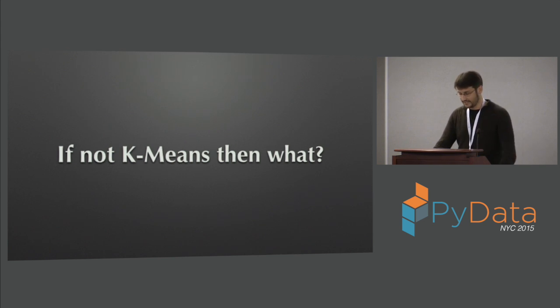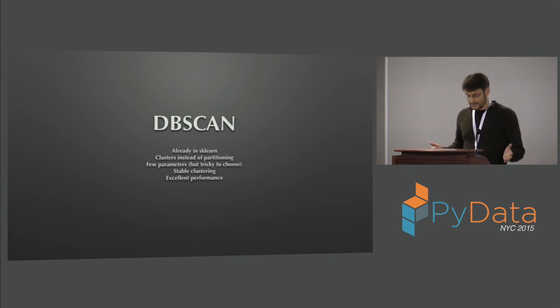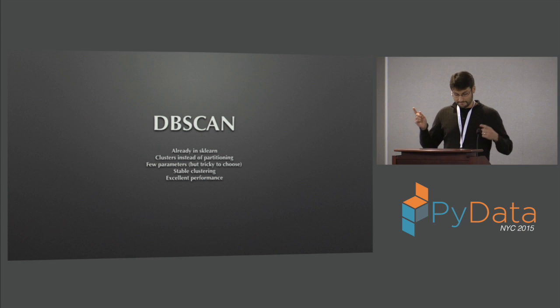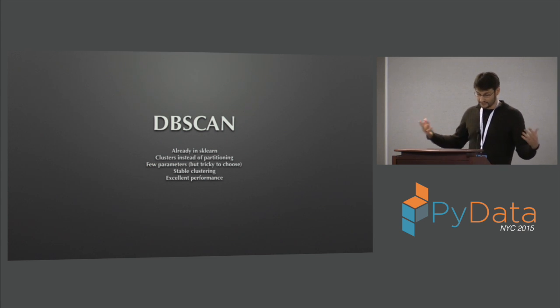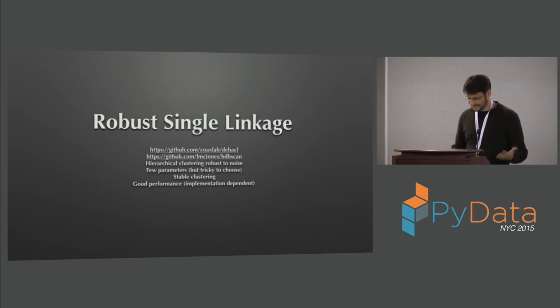So if not k-means, then what? So what am I proposing? Well, DBSCAN is a perfectly good algorithm that meets a lot of these criteria. It's already in sklearn, so that's great. It's very, very fast, and it clusters instead of partitioning. It's a little hard to pick the parameters for it, but it's something.